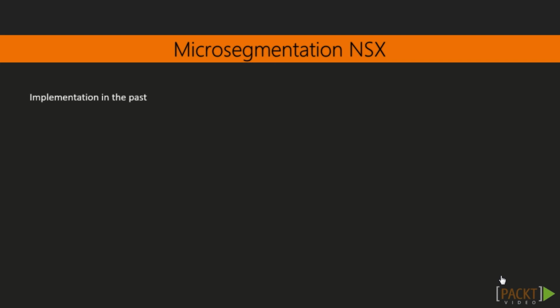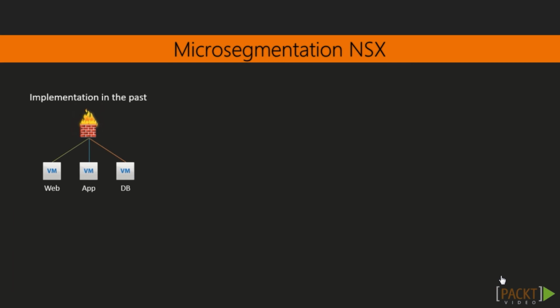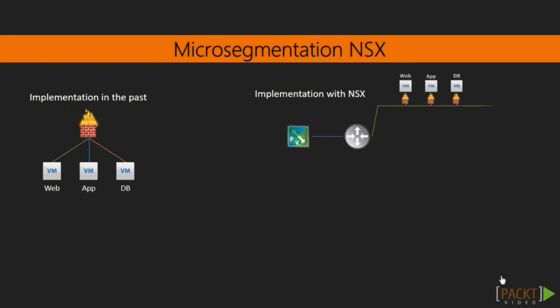So in the past, the implementation was a physical firewall and a couple of different virtual machines, and we needed to make sure that the virtual machine traffic was sent to the firewall so that the firewall could do all the rule checking and verify if virtual machines are able to talk to each other. Therefore, you create a rule set: source, destination, internet, web, and so on and so forth. Within NSX, we have the ability to have an edge, we create a DLR, and then we add different networks.